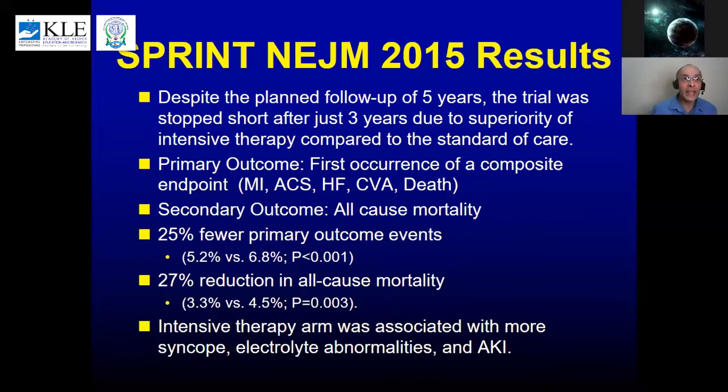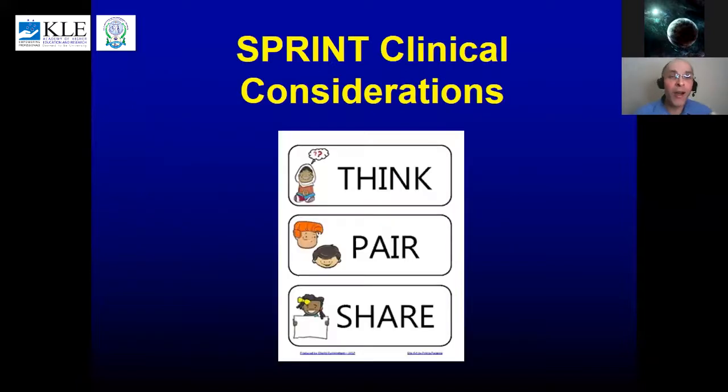Yes, the more aggressive group did have some more syncope, electrolyte abnormalities, some acute kidney injury, but the benefits of reducing events and reducing mortality far outweighed these negative effects that we saw in people that were more aggressively treated.